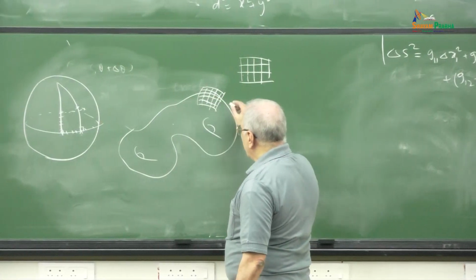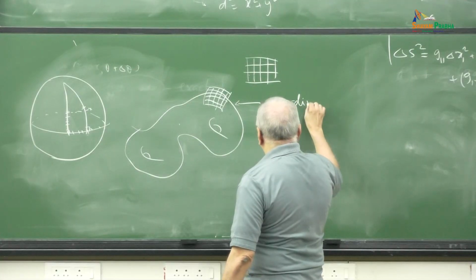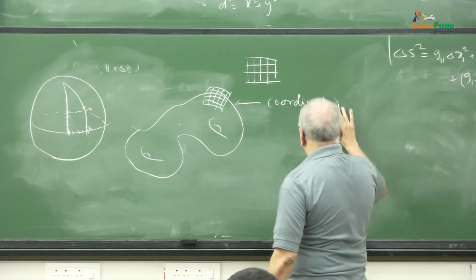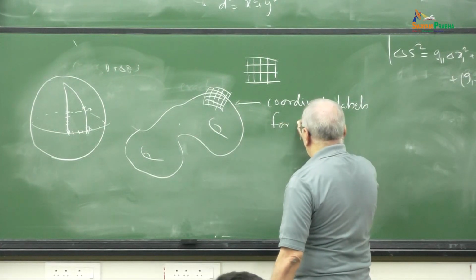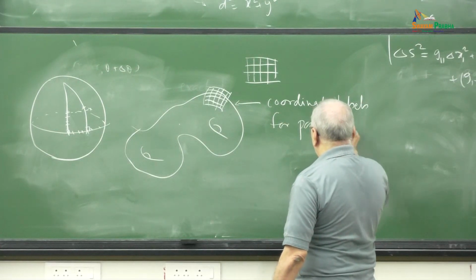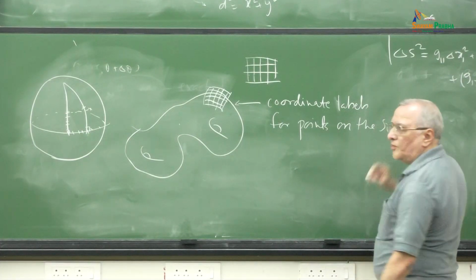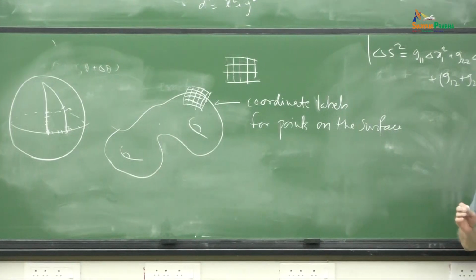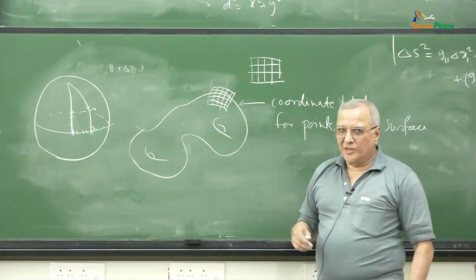So by doing this, I get coordinate labels for points on the surface, right? Is that clear? All right, now there is only one problem, because I am going to ask the next question.